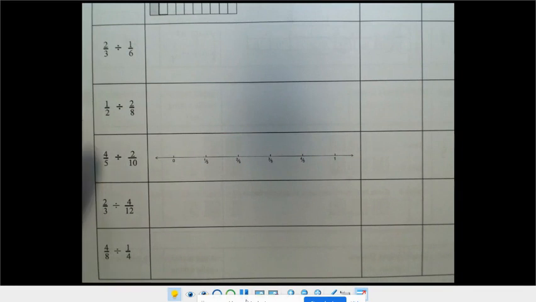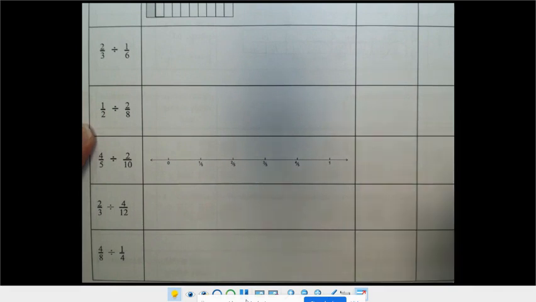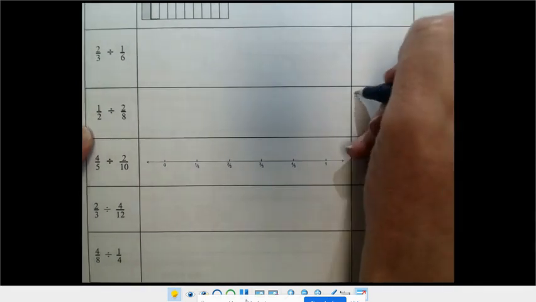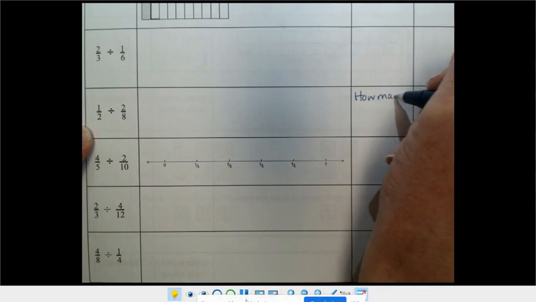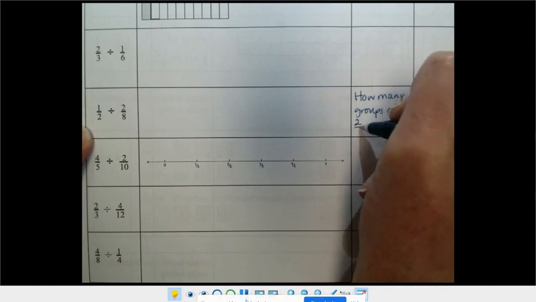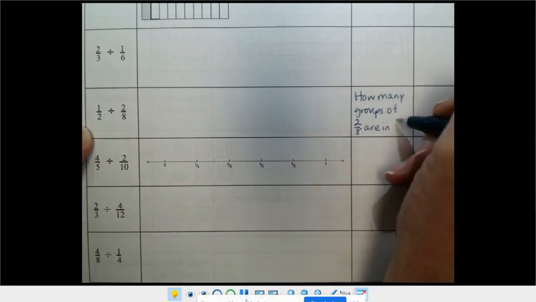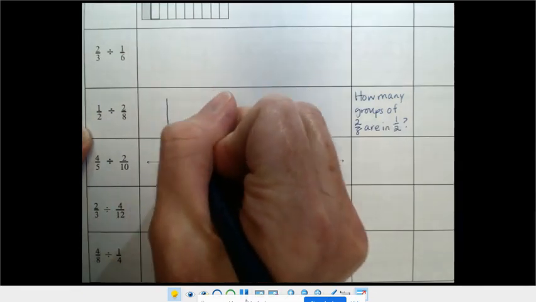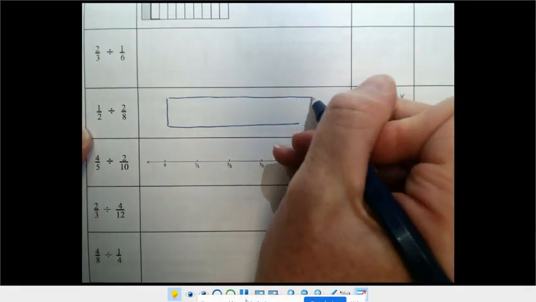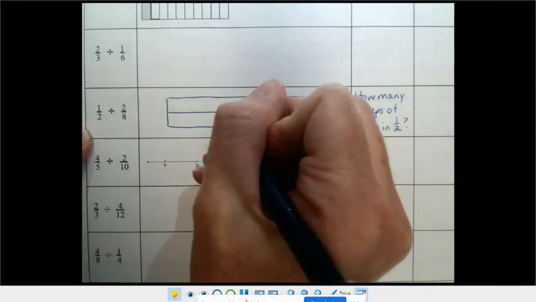All right, I want to show you one more. I want to look at this one, 1/2 divided by 2/8. So what is this really asking us? Again, how many groups of 2/8 are in 1/2? So I'll set up my model just like before.